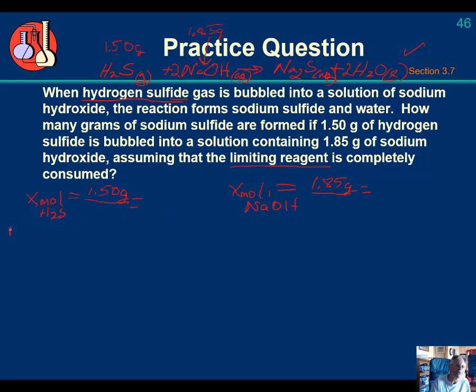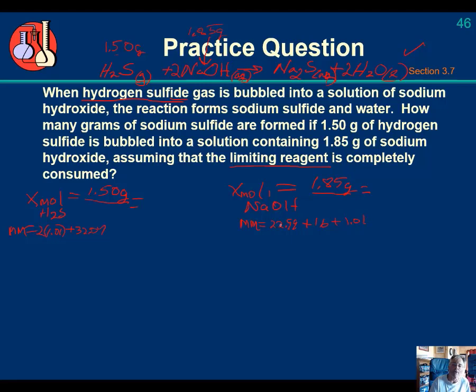So the molar mass, if you haven't figured this out yet, is done by just using the periodic table of the elements. That's going to be 2 times 1.01. Sulfur on the periodic table is listed as 32.07 grams per mole, and we're going to put that up here. Sodium, we're going to do the molar mass of sodium hydroxide. Sodium is 22.99 plus oxygen, which is 16, plus hydrogen, which is 1.01.